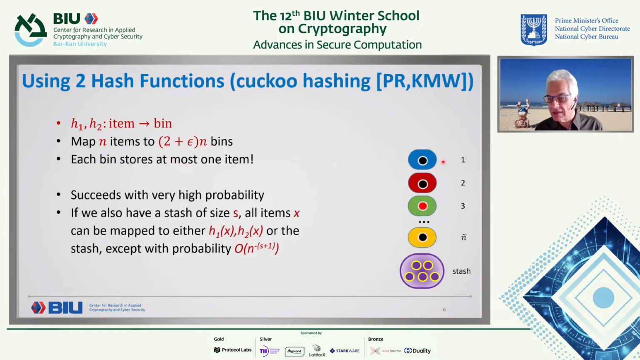Each item is mapped to two potential bins, and you store it in just one of these two bins. So if h1 of x is this bin and h2 of x is this bin, you can store x in any one of these two bins. When you look for x, you're going to look in these two bins. And if y is mapped to this bin and this bin, you're going to look for y in each of these two bins. So lookup requires two lookups, which is less good than one lookup.